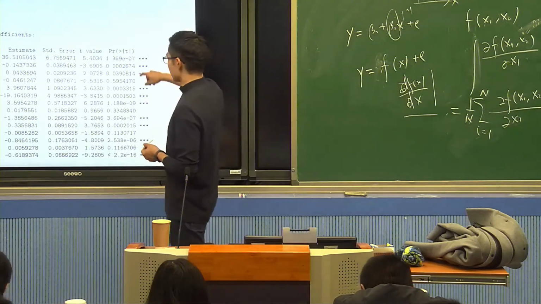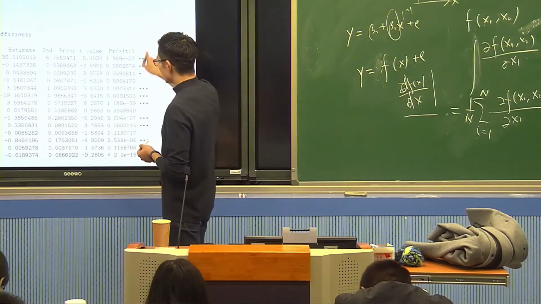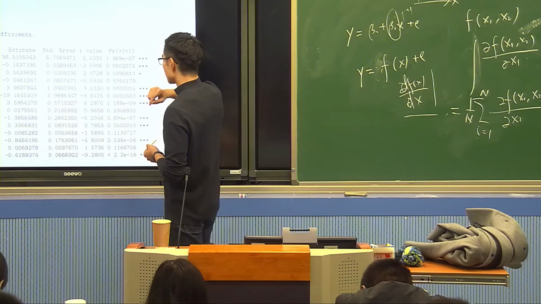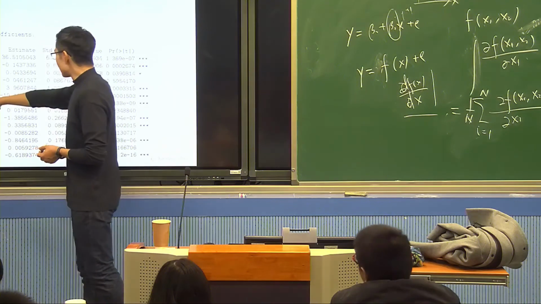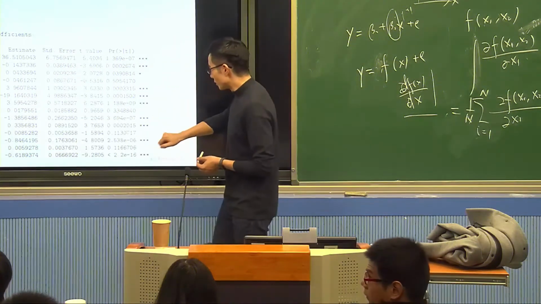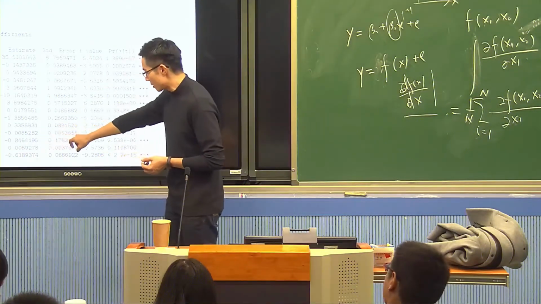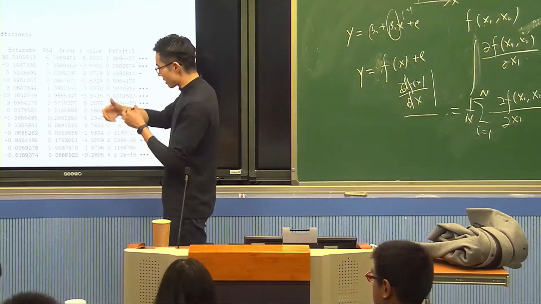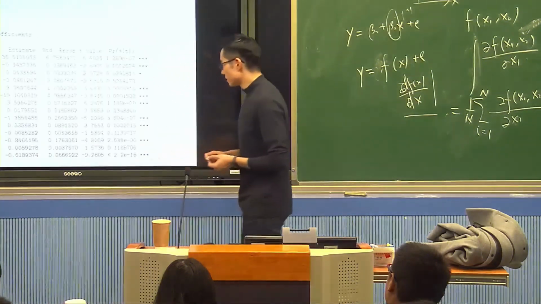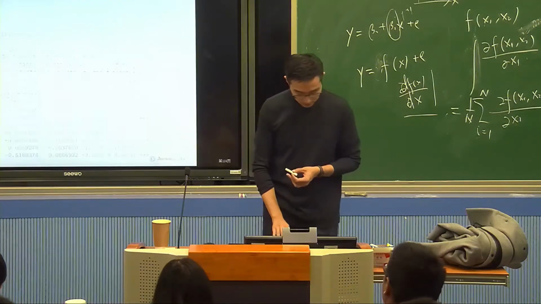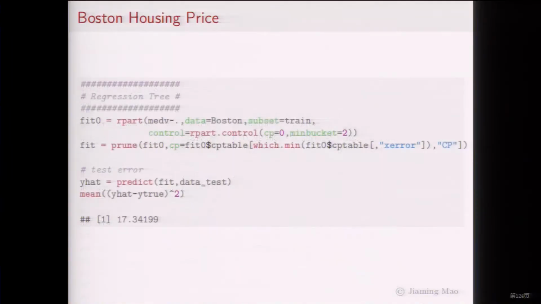Crime rate, so this crime rate will significantly decrease the housing value. I don't know what ZN is. In fact, I don't know what all of this means. I know this one: LStat is the number of low socioeconomic status people. How many people with low socioeconomic status are in this neighborhood? That significantly decreases the housing value. So the error term is 21.89.